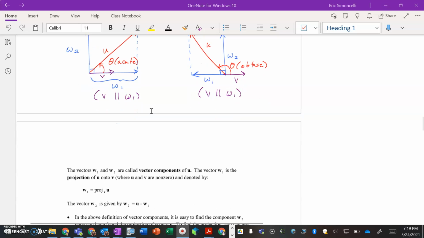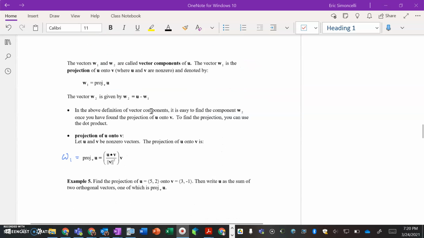As we continue, we talked about how projection vectors are going to play into things. The vectors W1 and W2 are called vector components of U. The vector W1 is the projection of U onto V, where U and V are non-zero, and it's denoted by the following. W1 is equal to the projection of U onto V.